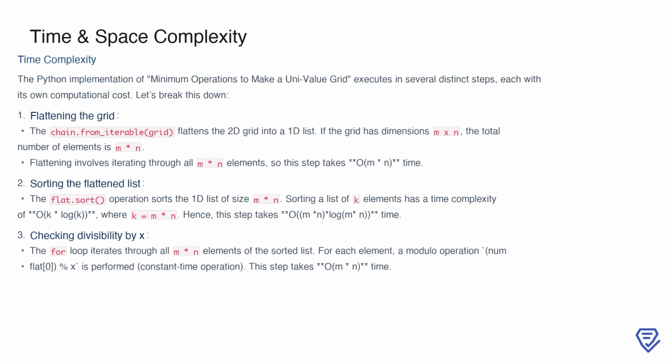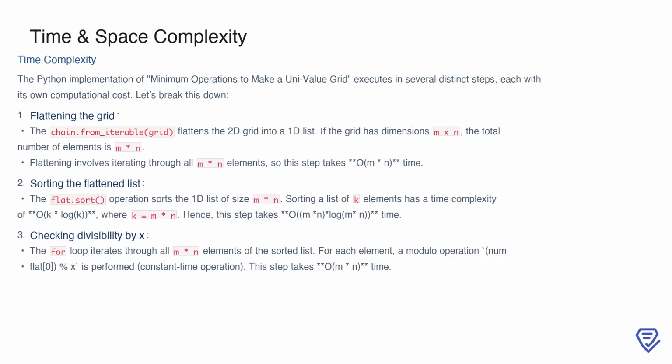To analyze the time complexity of this problem, we break it into its distinct computational steps. The first step is flattening the 2D grid into a 1D list using the chain.from_iterable function. Since the grid contains m*n elements, this process involves iterating through each of those elements, resulting in a time complexity of m*n. Next, we sort the flattened list. Sorting a list of size k, where k equals m*n, has a time complexity of k*log k, which simplifies to m*n log m*n.